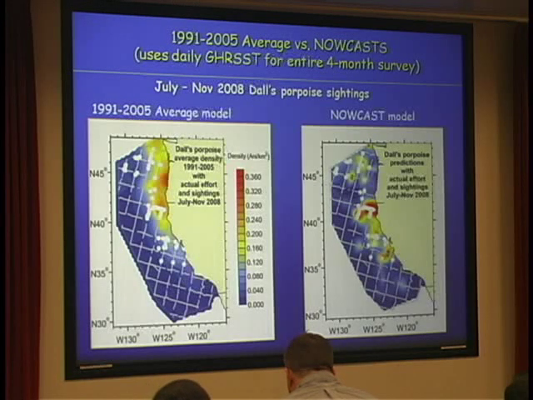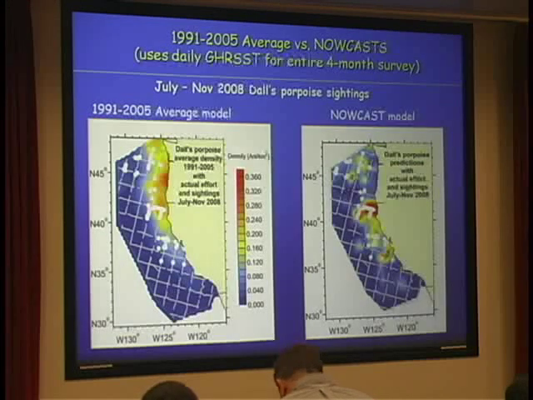On the right-hand side, in contrast, using those daily GRIST sea surface temperature images, is what we would have predicted for 2008 using the real-time data. And you can see in particular that just north of 40, 41 degrees off the Northern California coastline, we very accurately predicted that there would be a large concentration there. So these do seem to have a better ability to resolve some of the current conditions.